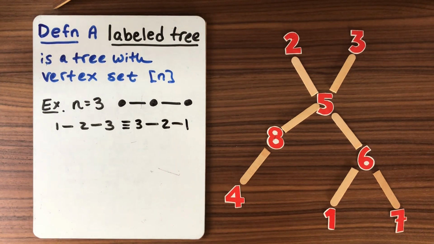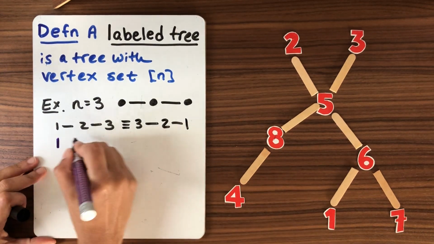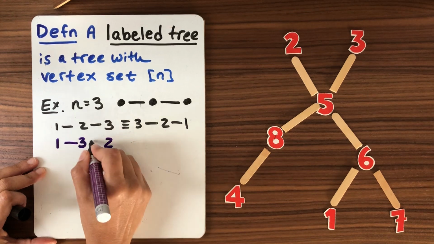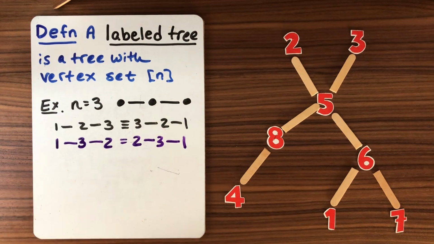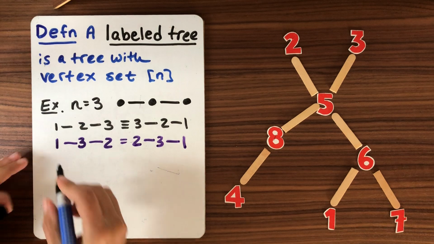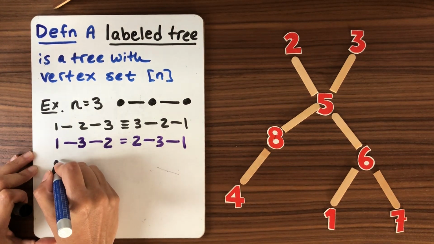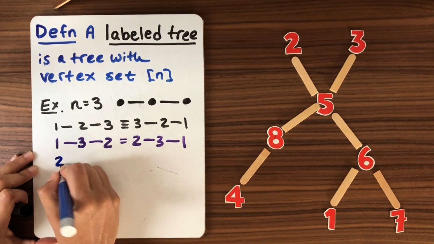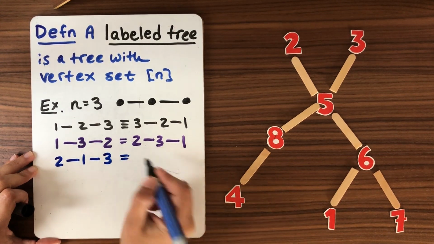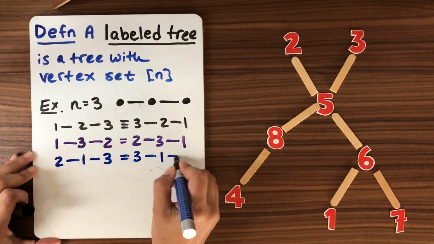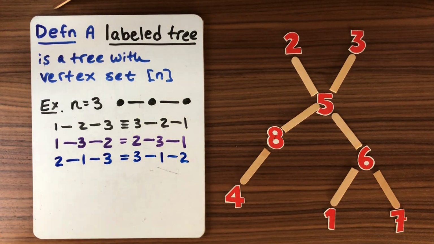What else could we do with another tree? Well, we could also do 1, 3, 2. That's a different tree. Again, we can flip the tree around and it's the same as this one. What else could we do? What have we not done? Starting with 1, I'm pretty sure we've done everything, but we haven't done 2, 1, 3. We haven't had 1 in the middle. This is the same as 3, 1, 2. And that's it. So there are 3 labeled trees on 3 vertices.